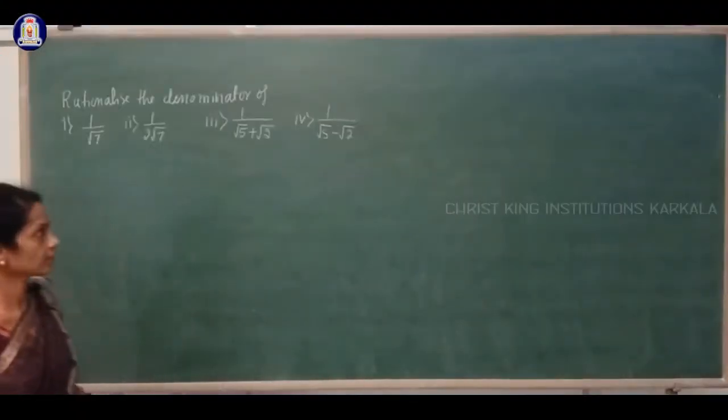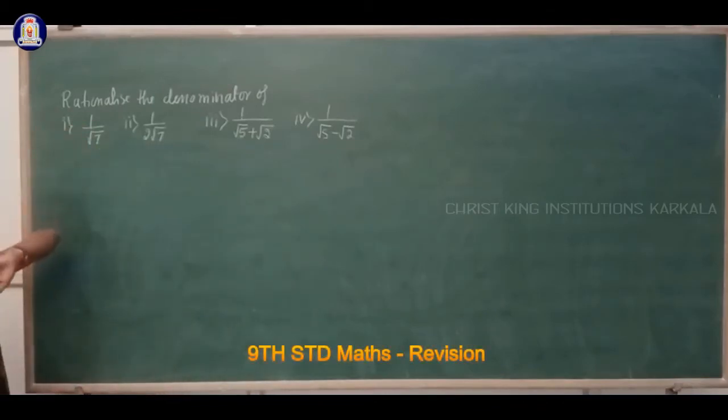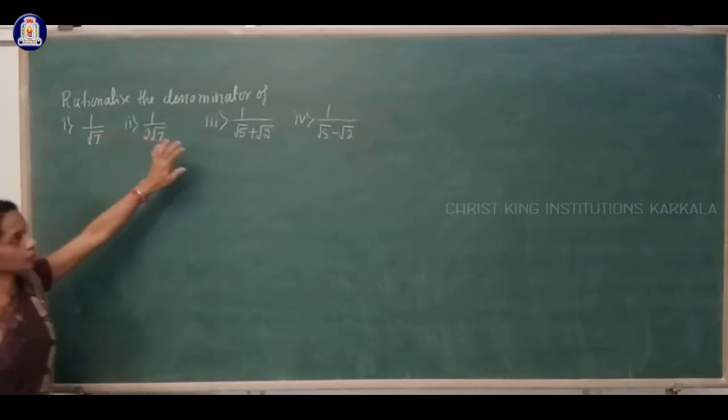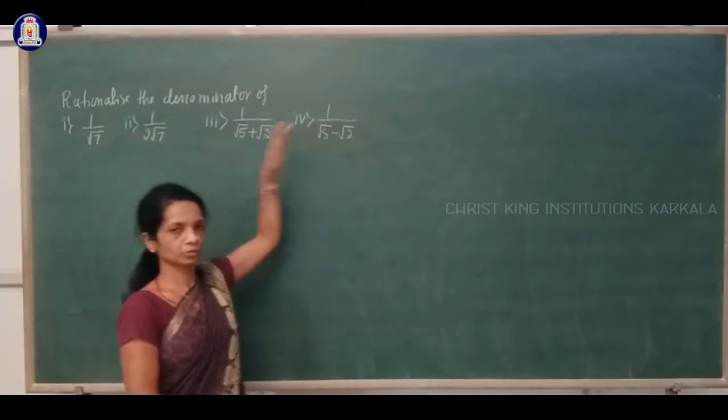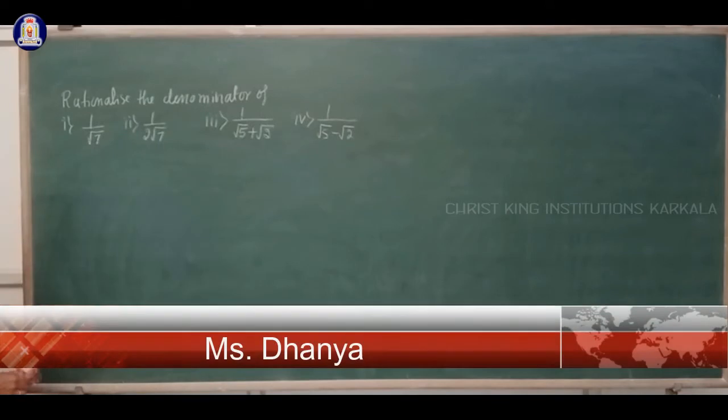Problems like these will be asked. Rationalize the denominator of the following. Now the denominators, if you observe, are irrational numbers. You have to make them rational.